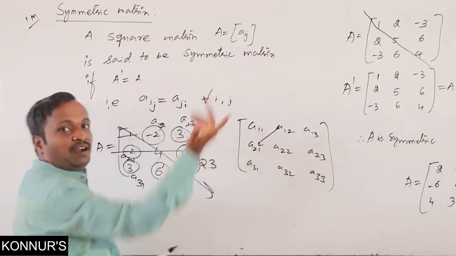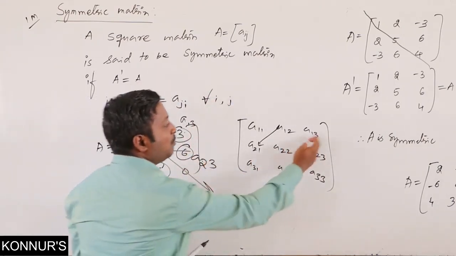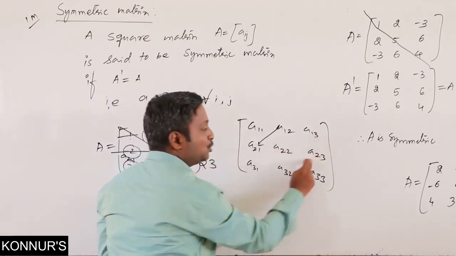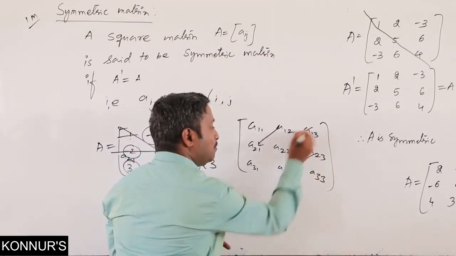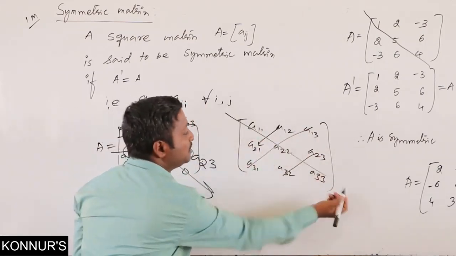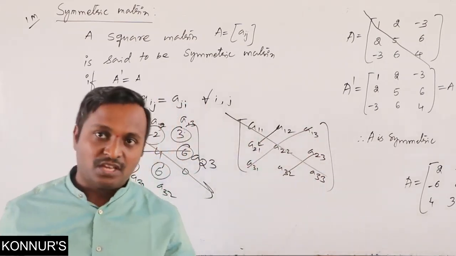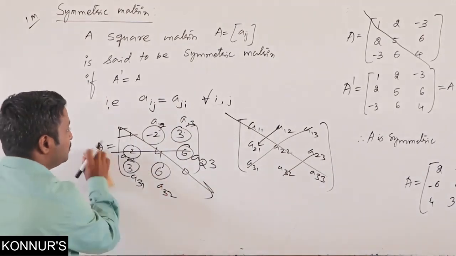I, J, J, I, J, J. 1, 3, 3, 1. 2, 3, 3, 2. Both must be same. This is called the symmetric matrix definition. Okay? That will help for competitive exams.